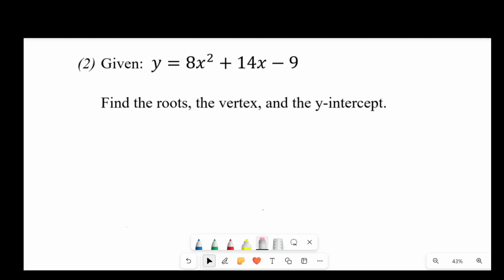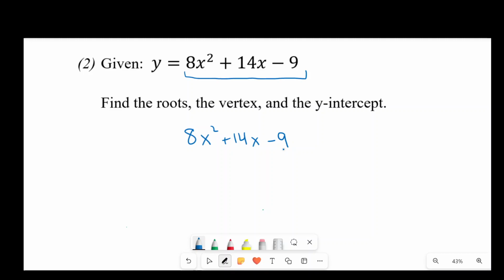We're given a quadratic relation in standard form, and we have to find the roots, the vertex, and the y-intercept. So we know that to find the roots, the best way to do that is to have a factored form equation. So I'm going to ignore the y equals and just write the expression x squared plus 14x minus 9 and just work on factoring that first.